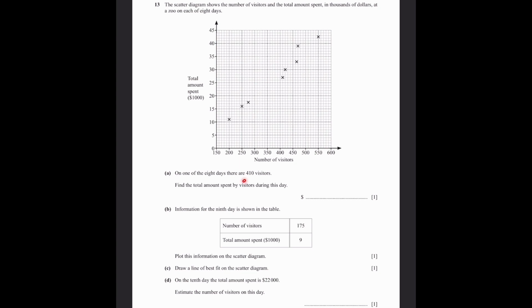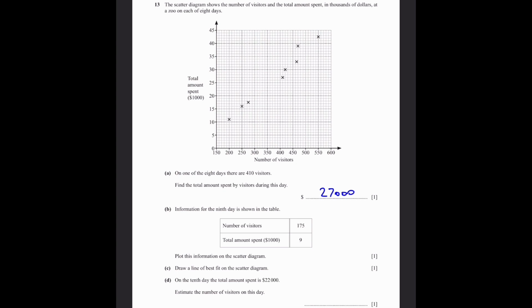On one day, there are 410 visitors. That means you see the number of visitors column here. 410 is over here, and when we go up, it's over here. So there's an X there. And on the y-axis, where does it come? 27. So 27 into 1,000, that's $27,000 spent by visitors.